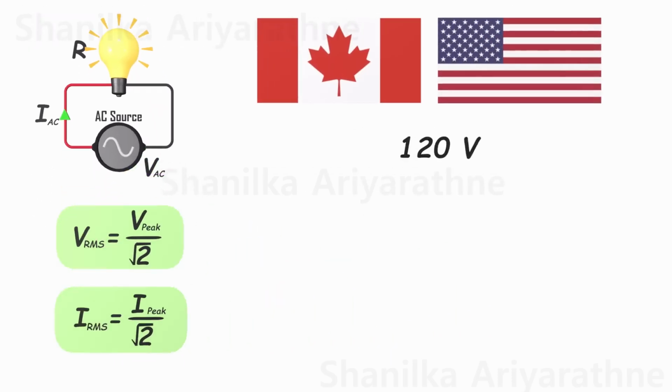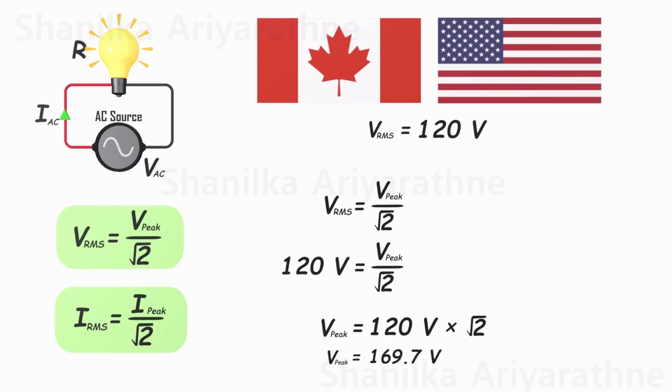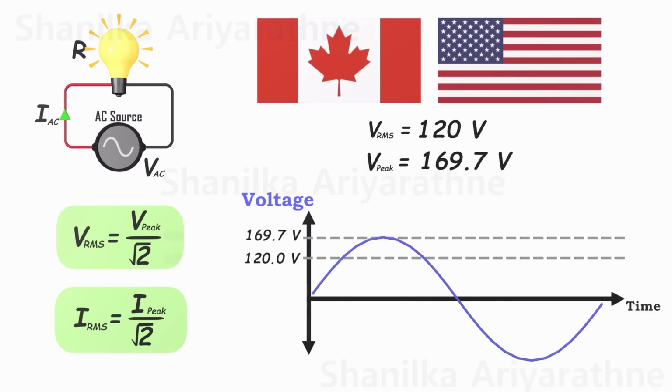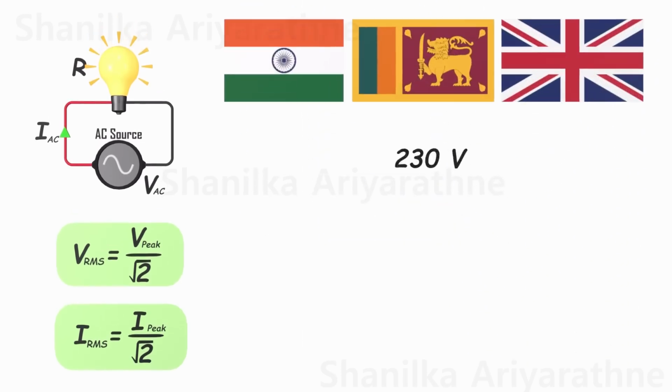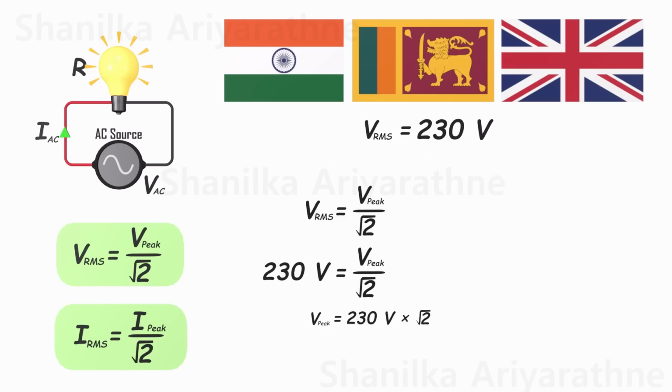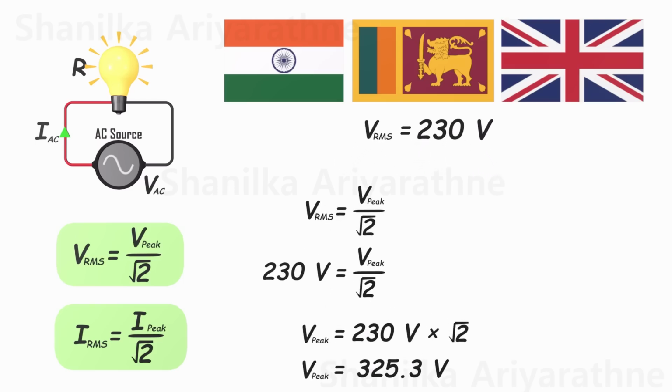If your household voltage is 120 volts, this represents the RMS value of your domestic AC supply. Using our equation, you can determine the peak voltage of this supply, which amounts to approximately 169.7 volts. Alternatively, if your domestic voltage is 230 volts RMS, the corresponding peak voltage can be calculated using the same equation, resulting in an approximate value of 325.3 volts.